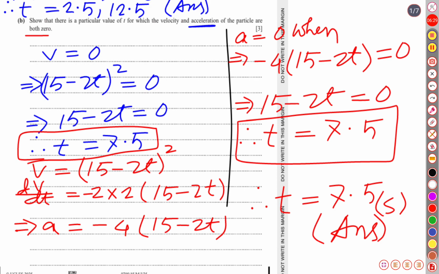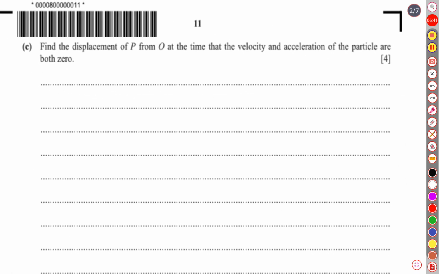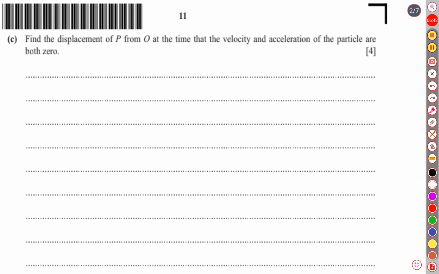Let's move on to question number C, which is on the next page. Let's see what it is. Question C says, find the displacement of P from O at the time that the velocity and acceleration of the particle are both 0. So it's all about displacement. For displacement, we know the integral of velocity is the displacement.